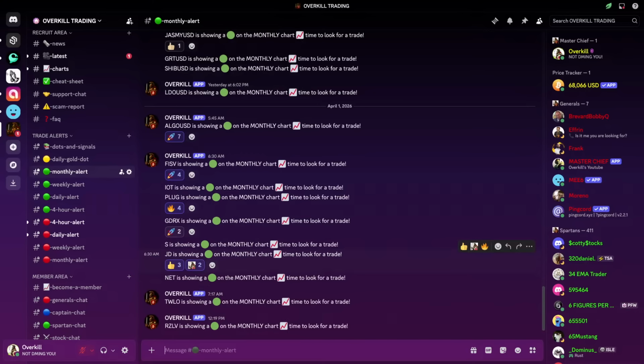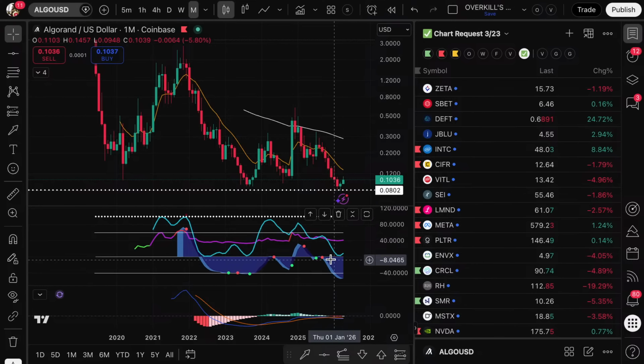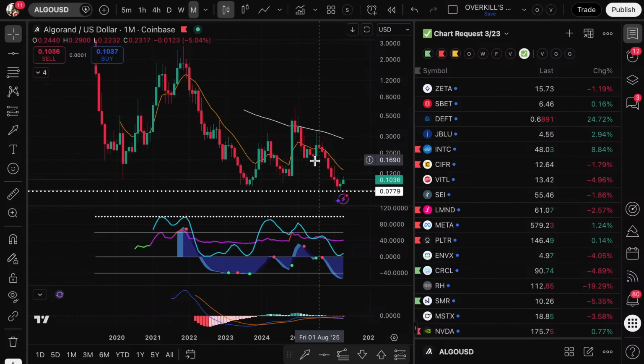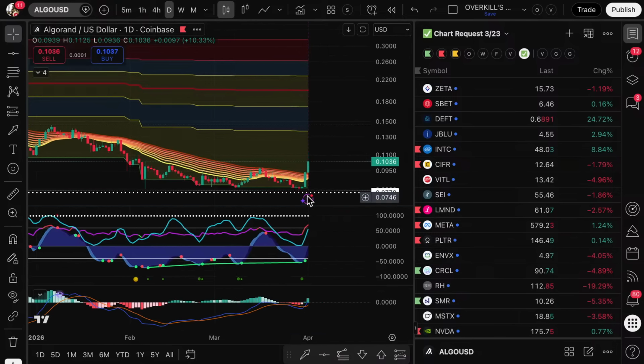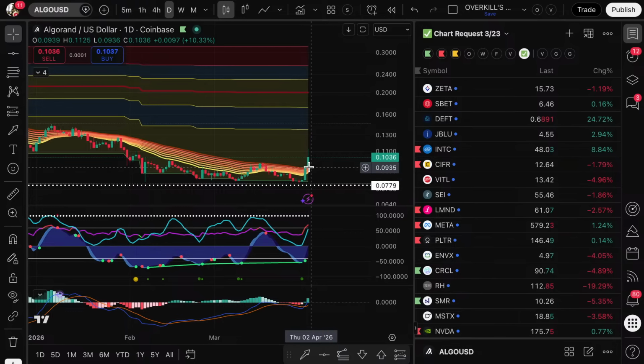But guys, check out these monthly alerts. Again, Algorand did show one. Look how deep Algorand's wave is here. So if Algorand's going to bottom, it needs to hold on to that low from last month at around 7 cents. But I do like this one. And look at that. It's actually breaking out over those EMAs now. So that is a breakout. That is a breakout over those EMAs.